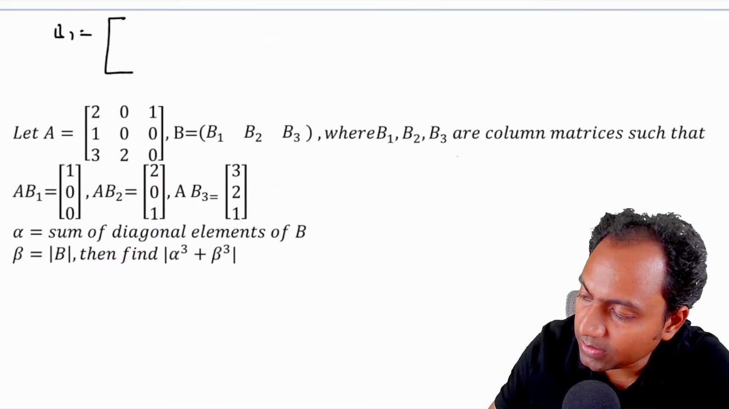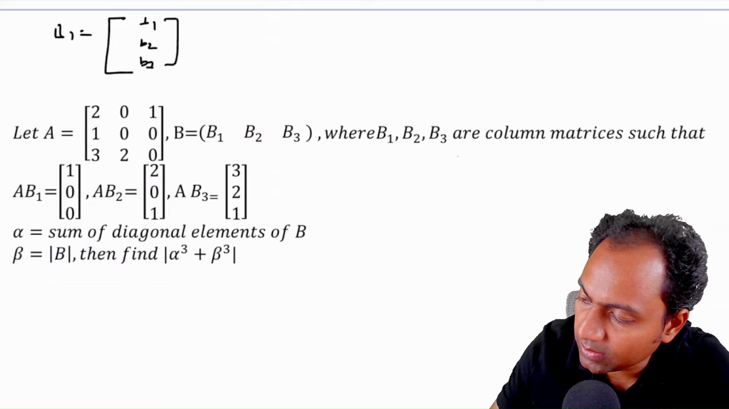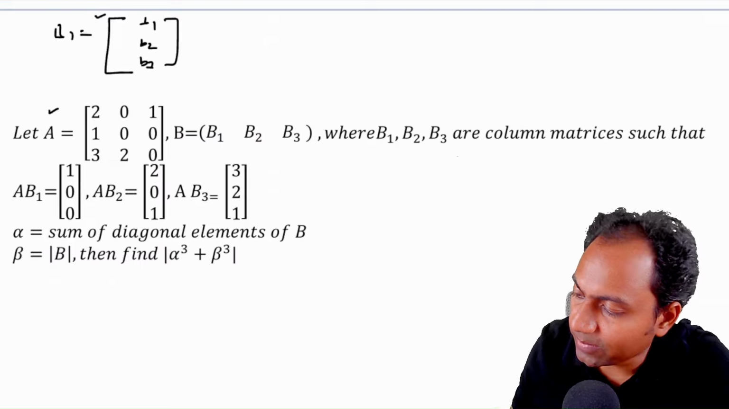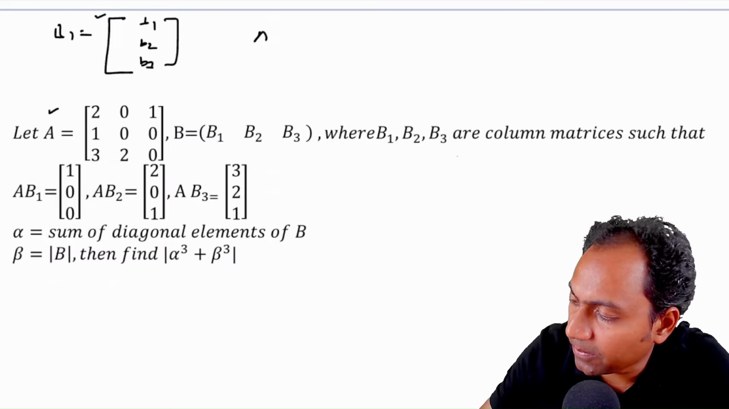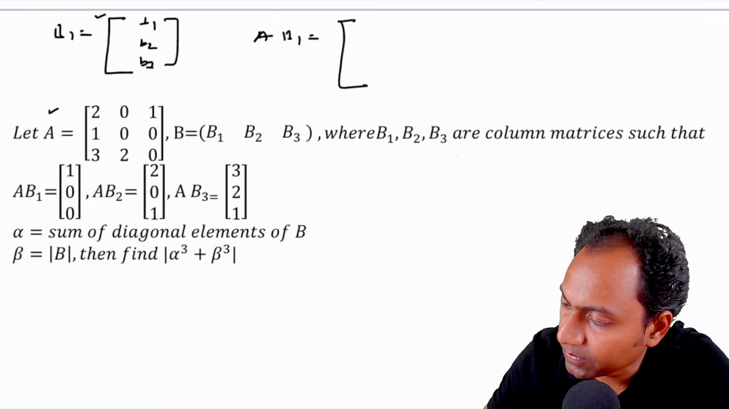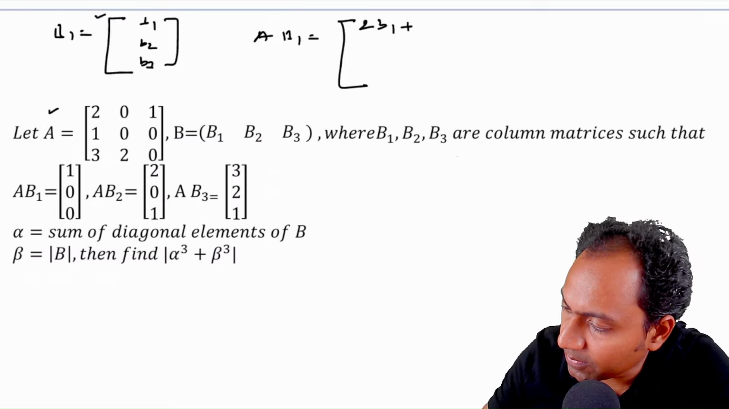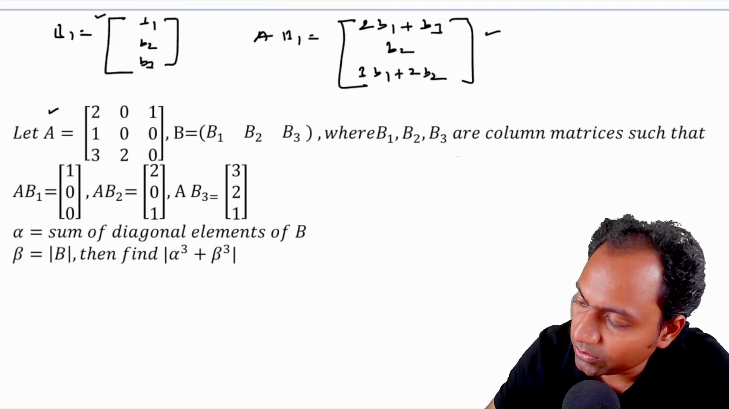as nothing but b1, b2, b3. If I take this and multiply it by a, so what we are getting is nothing but a b1. The value of this would be equal to nothing but 2b1 plus b3. Next part will become nothing but b2, and the last part will be nothing but 3b1 plus 2b2. Now what they're saying is this is equivalent to this matrix.